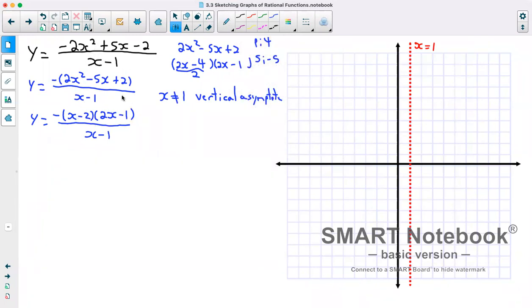But before we do that, we can get our intercepts. So we have an x-intercept at 2 and another one at 1/2. So I might as well mark those out. So I've got an x-intercept at 1/2 as well as one at 2. Now, if I plug 0 into my original equation, that's going to give me my y-intercept. So if I plug 0 in, that leaves me with -2 over -1. So that gives me a y-intercept of 2.